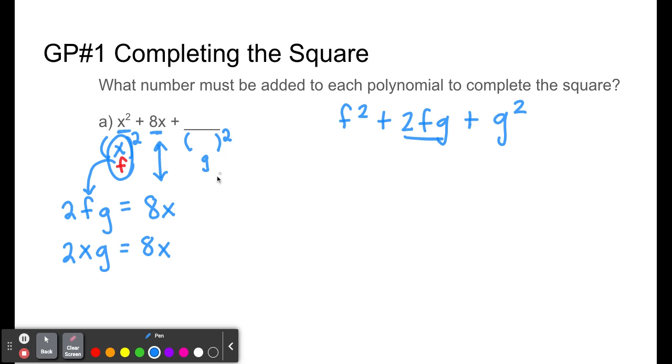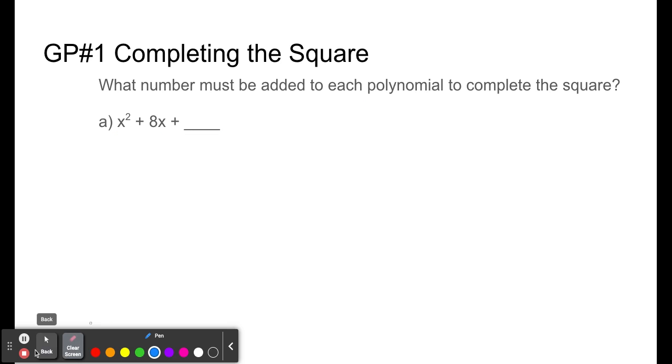And in an effort to solve for g, we could now get g by itself, dividing both sides by 2x, and we get g is equal to 4. So our g value, for the sake of the special cases, is 4. And 4 squared gives us 16. So this now is a perfect square trinomial that fits this pattern here. So let's take a look at another one.